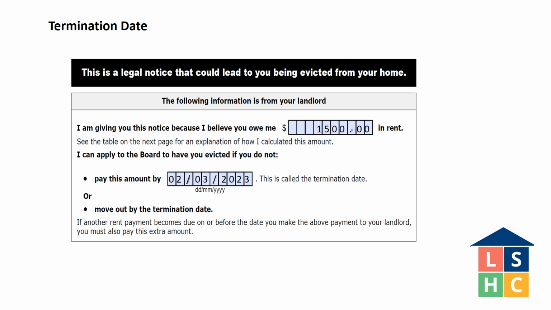When calculating the termination date, the day this notice is delivered to the tenant is considered day 0. The next day is day 1. For example, if giving notice on the 2nd of the month, add 14 days starting from the 3rd. This means the termination date will be the 16th of that month. If giving notice on the 5th of the month, add 14 days starting from the 6th. This means the termination date will be on the 19th of that month.